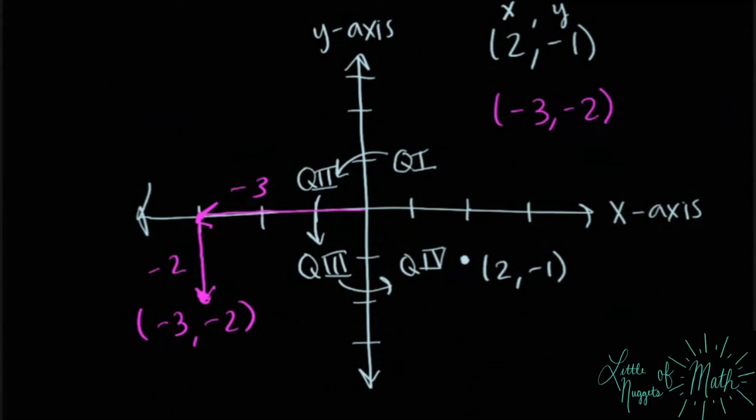And if we wanted to represent every single point between the two coordinates 2, -1 and -3, -2, all we would simply have to do is draw a line connecting the two.